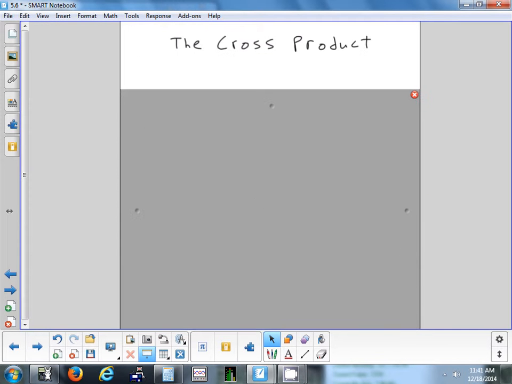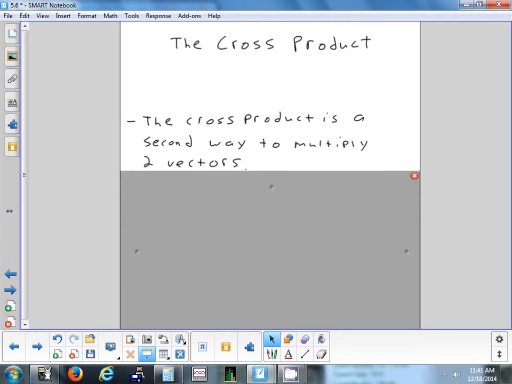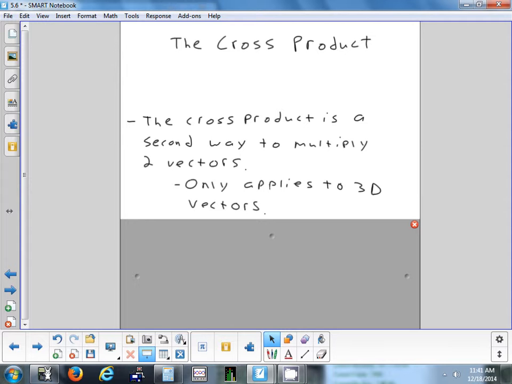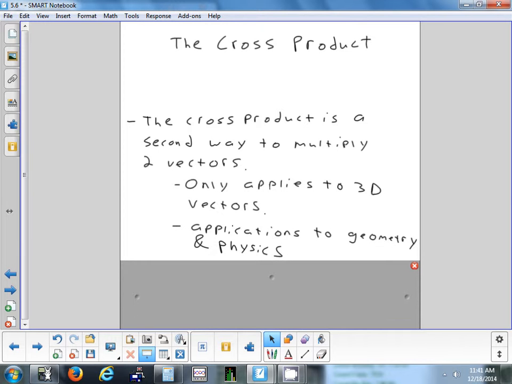All right, so last thing, I'm not going to go through the entire section. I just want to mention what I already did yesterday. Okay, the cross product is a different way to multiply two vectors. I'm not going to show you how to do it. So if somebody said to you, I'd like you to multiply vector v times w, you have to ask them how. Dot product or cross product. Okay, we didn't study cross product in 2D because it doesn't apply to 2D. Cross product only works in 3D. And there's applications to a lot of stuff in geometry and physics.